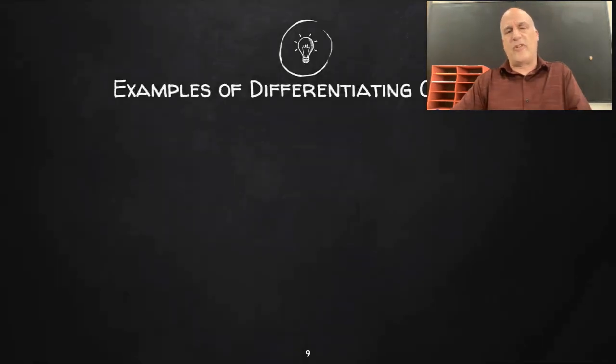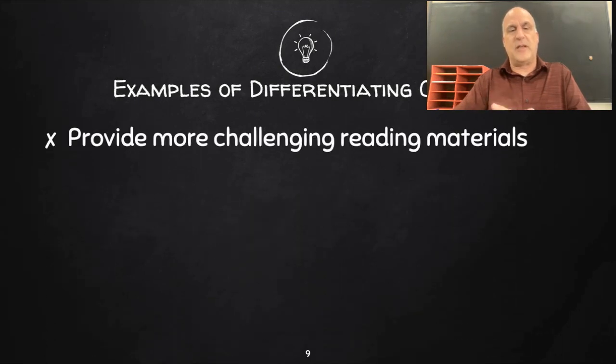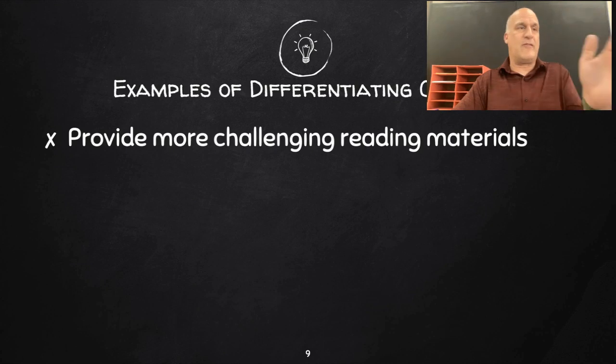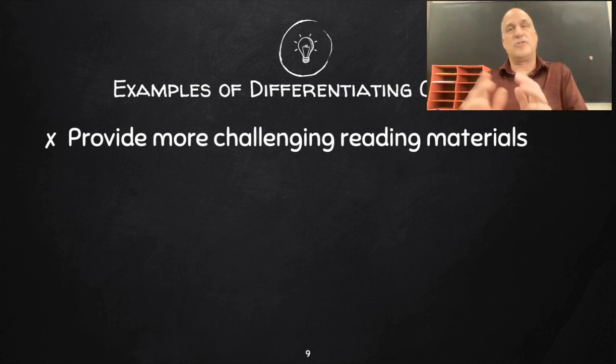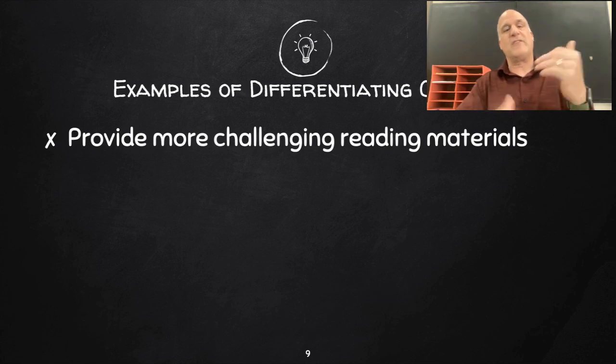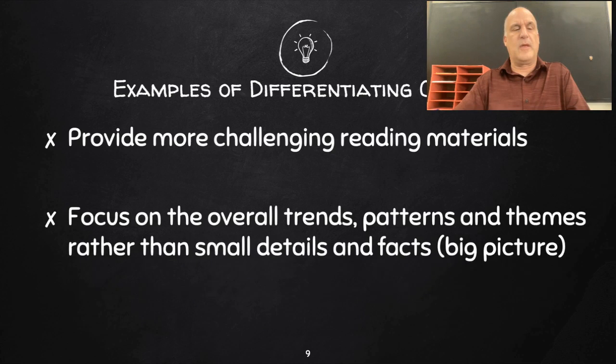Some examples of differentiating content specifically is providing more challenging reading materials. Say you're reading about black holes and you have some students that are struggling readers. You might give them a very simple article, but for other students that are advanced readers, even though it's a middle school class, you may give them a high school or even college level article to read through. You're not giving one more than another. You're just giving them different reading materials.